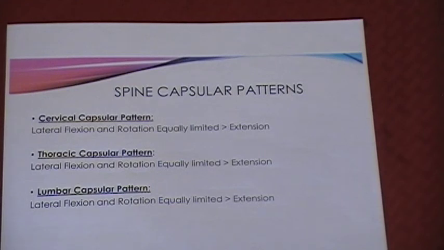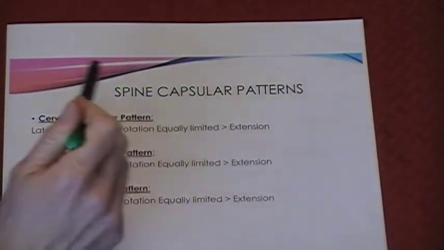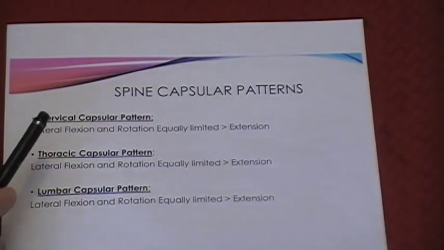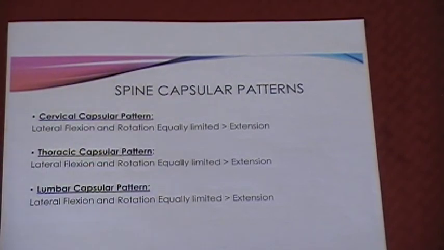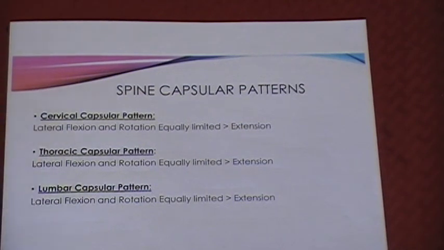So obviously I'm sure you guys can see as much as I can that they are all the same. So if you can remember that lateral flexion and rotation are equally limited more than extension, then you can remember spine capsular patterns because it's going to be the same in the cervical, thoracic, and lumbar areas.